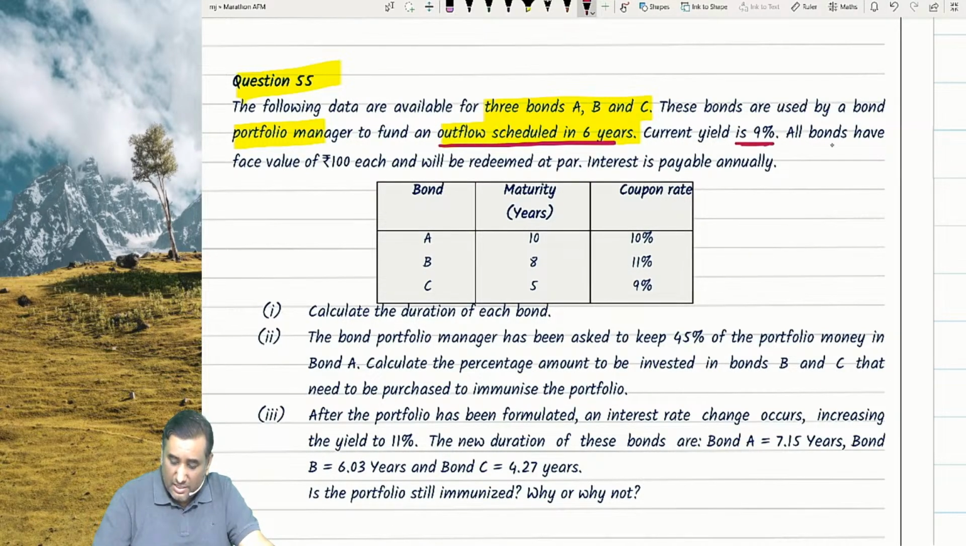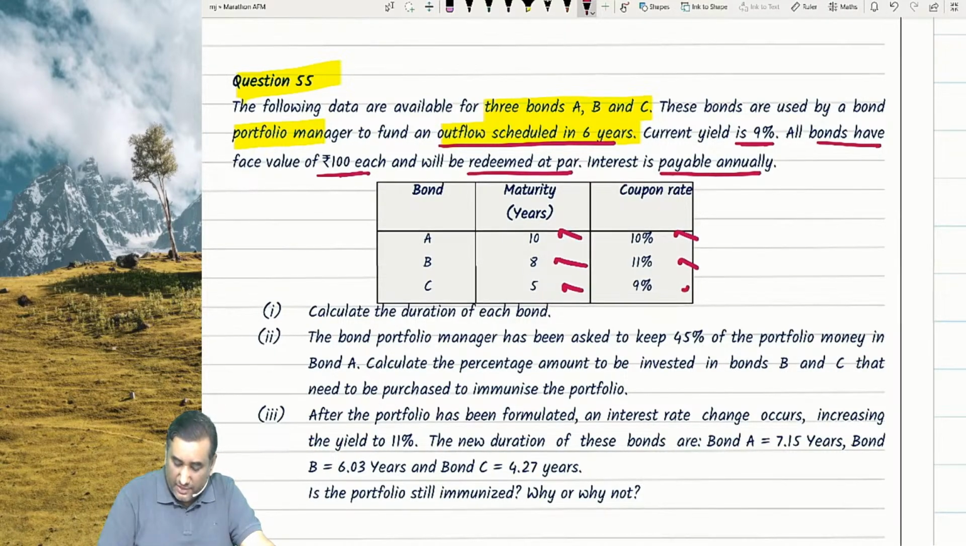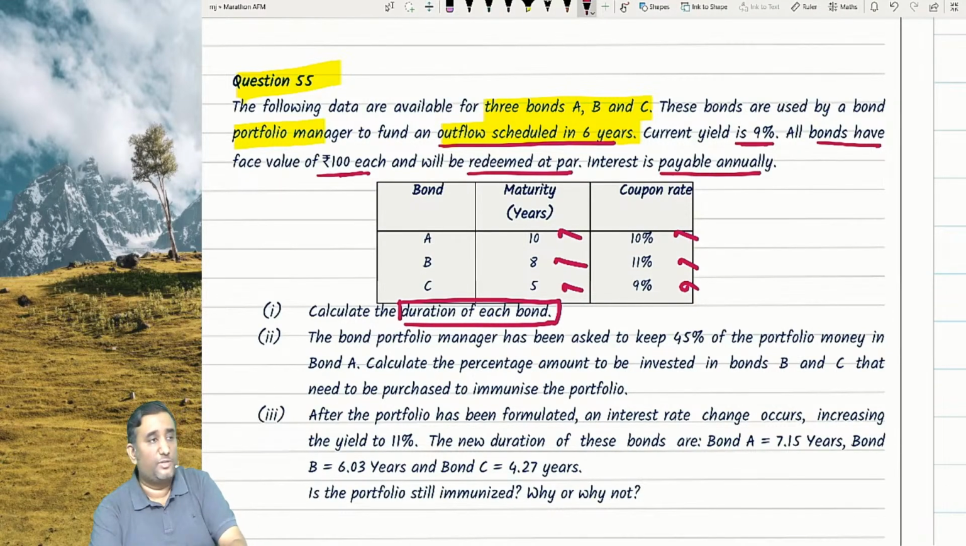The current yield is 9% and all these bonds have a face value of 100 and will be redeemed at par. Interest is payable annually. One has 10 years maturity, the second 8 years, the third 5 years. Calculate the duration of each bond. You have to calculate quickly. I just want to see how much time it will take. This question you can do thoroughly. It will help you revise a major part of immunization plus the duration.